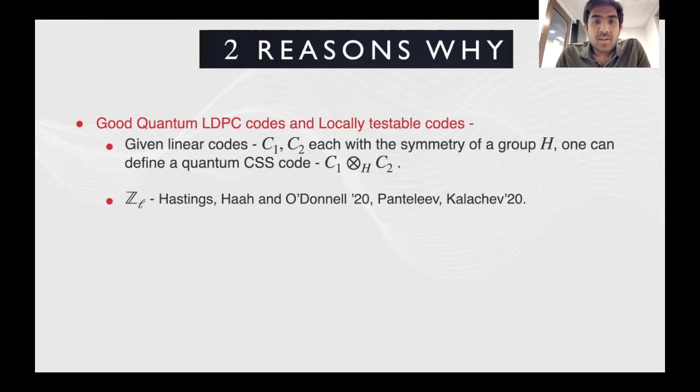And this was defined originally by Hastings, Haah, and O'Donnell, and shortly after, also used by Panteleev and Kalachev in the case when H is a cyclic group. So using this, they gave newer quantum codes that had a much better distance than their predecessors. And the work of Panteleev and Kalachev, in fact, gives almost linear distance codes.